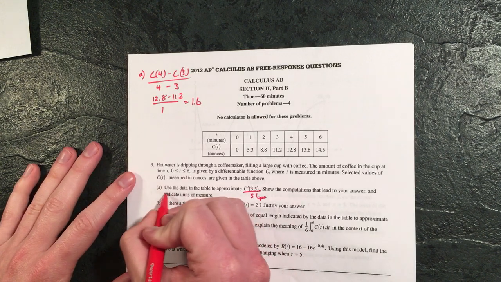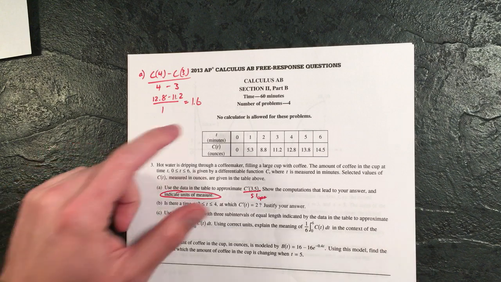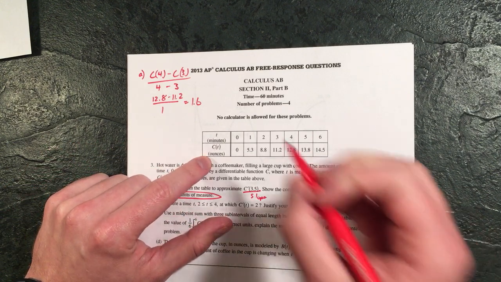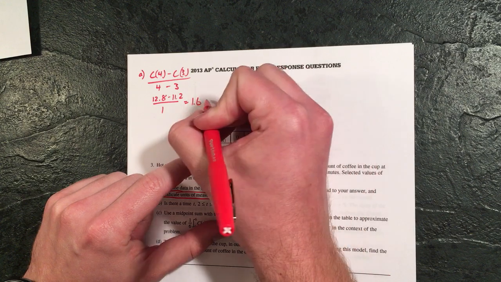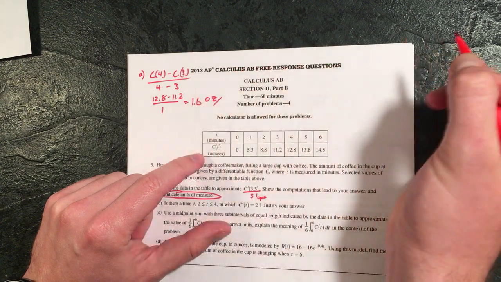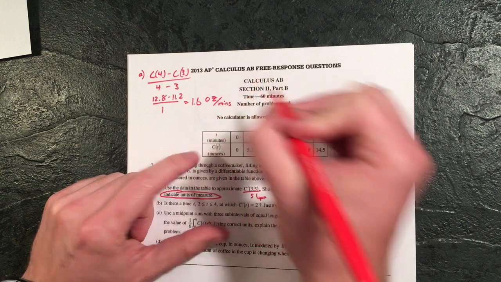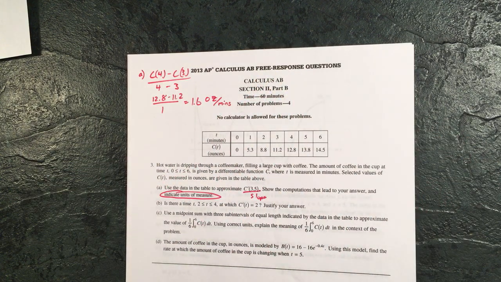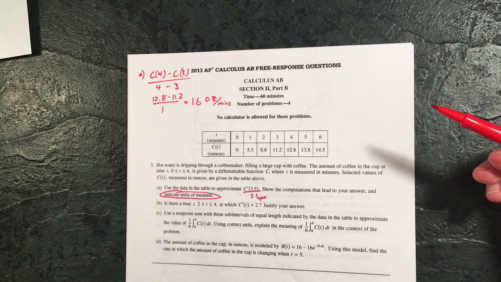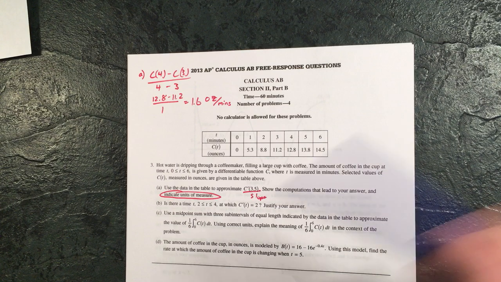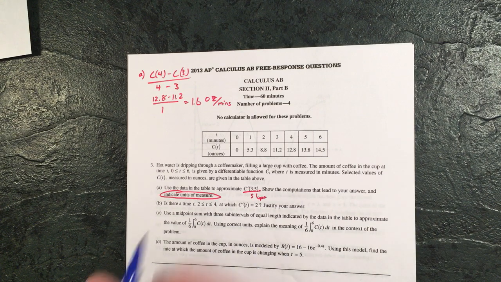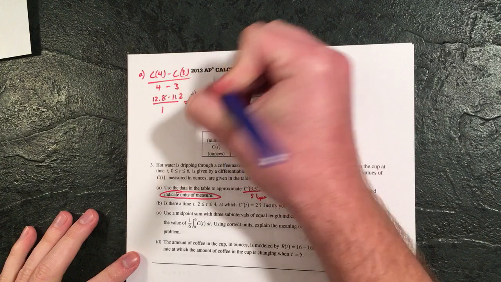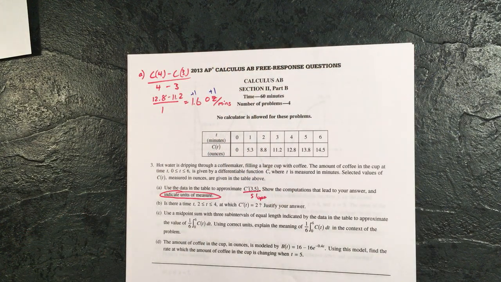However, it also says to indicate units of measure. So notice C of t was in the top. That's kind of like our y values anyway. So that's ounces per minute. So at that moment, we would approximate that there's 1.6 ounces per minute getting put into the cup here. And if you're looking for a point breakdown, it is 1 for the number, 1.6, and 1 for the unit. So don't forget those units if they ask for them.